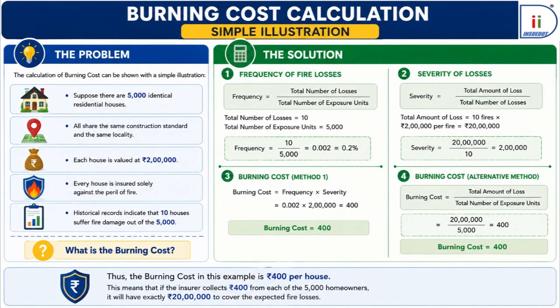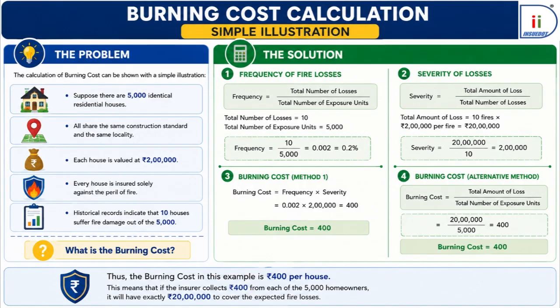Every single house is valued at 200,000 rupees, and they're all insured solely for fire damage. Now, historical records tell us that on average, 10 out of those 5,000 houses will suffer fire damage in any given year. Since each house is fully settled at 200,000 rupees, those 10 fires mean our insurer is going to need a total claim fund of 20 million rupees to cover everything.